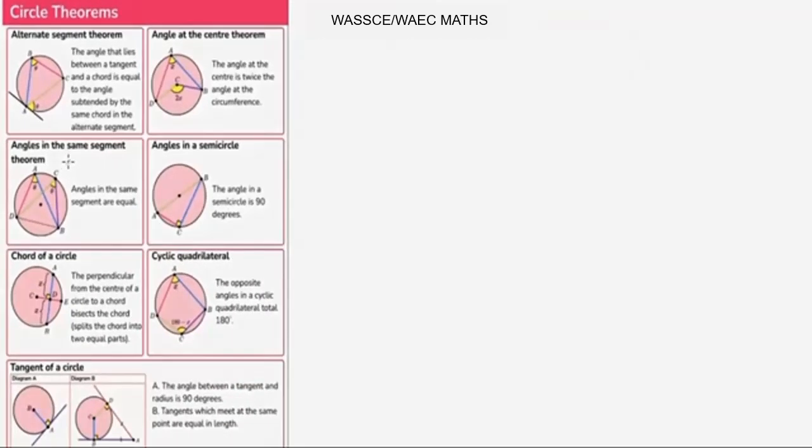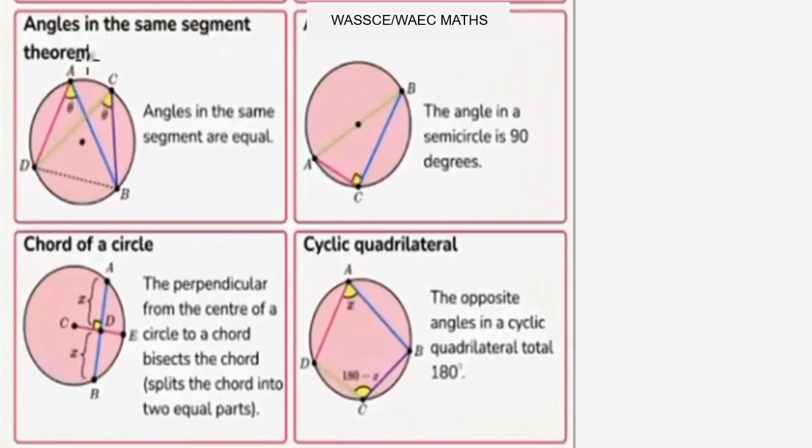Now the third rule I have here says angles in the same segment theorem. It says angles in the same segment are equal. The fourth one says the angle in a semicircle is 90 degrees. The fifth one says chord of a circle. It says the perpendicular from the center of a circle to a chord bisects the chord, which basically means that it splits the chord into two equal parts.